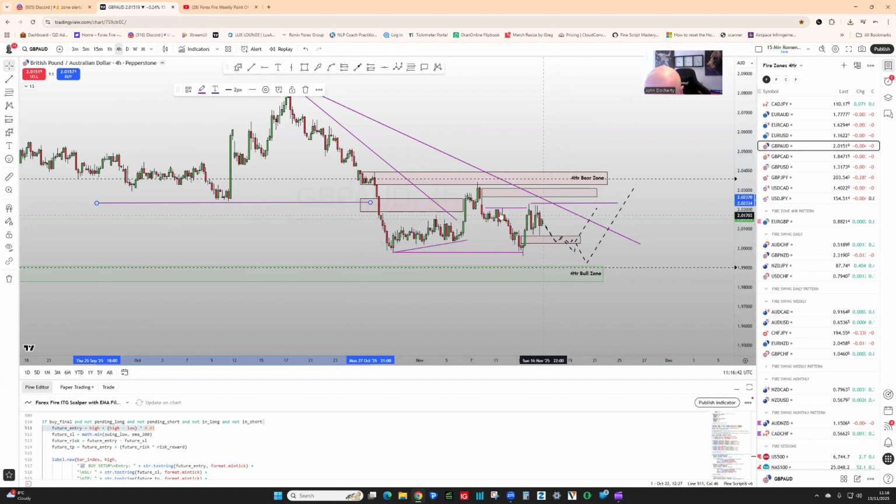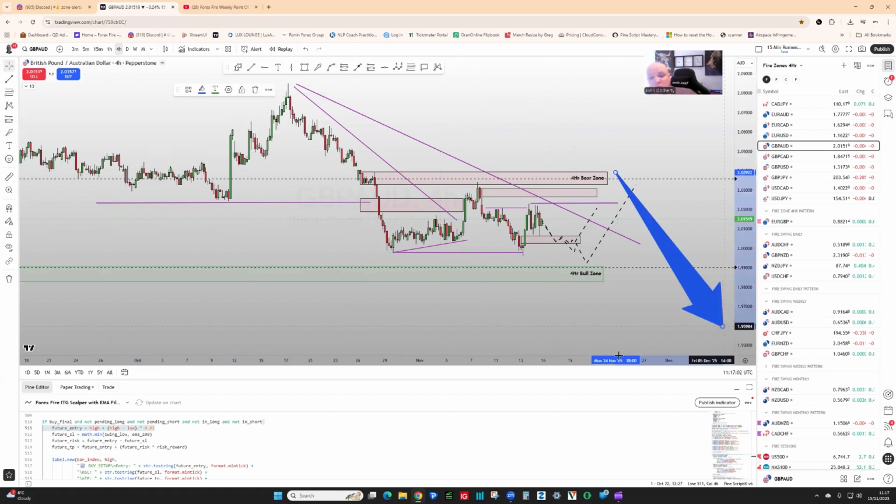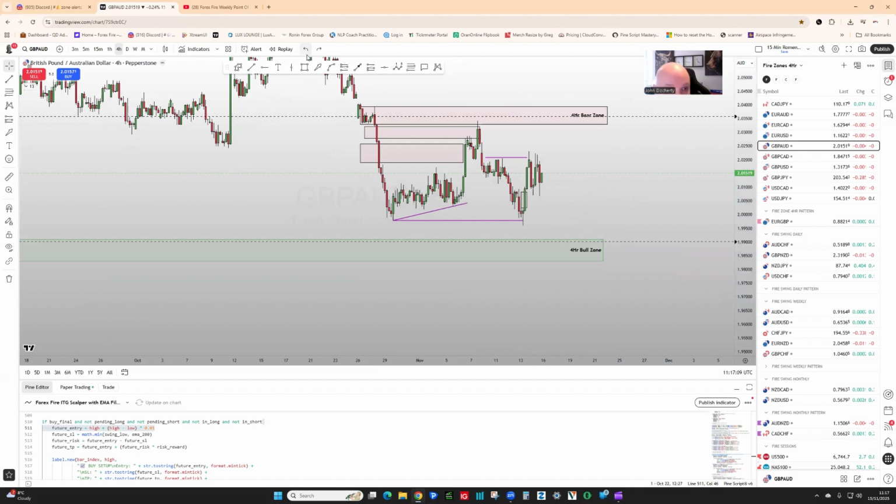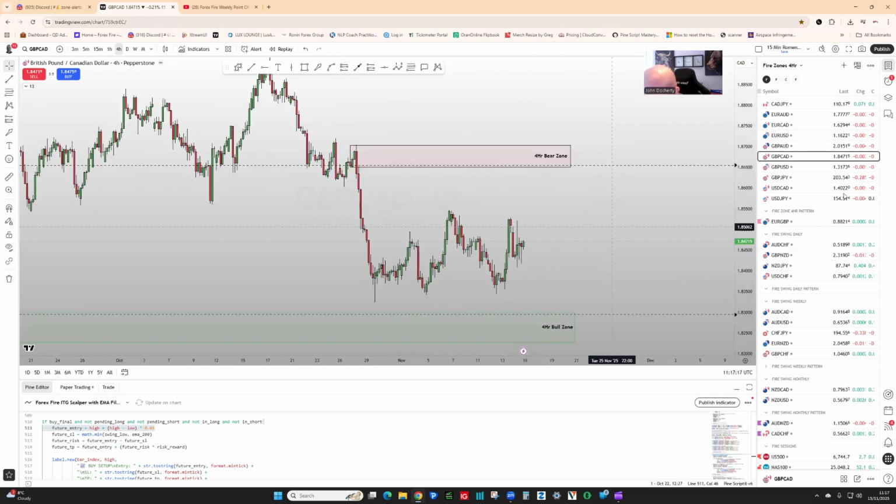Although I do think inside of here is consolidating. We may tap into these fair value gaps, or even the bull zone, to come up and tap into this: a higher high, lower low, lower high, lower low, lower high, double top. And then I think even if we do come into that bear zone, this will continue bearish. So that's just a little look at the GBP AUD. GBP CAD is going to be pretty much the same, so I'm not going to look at that.